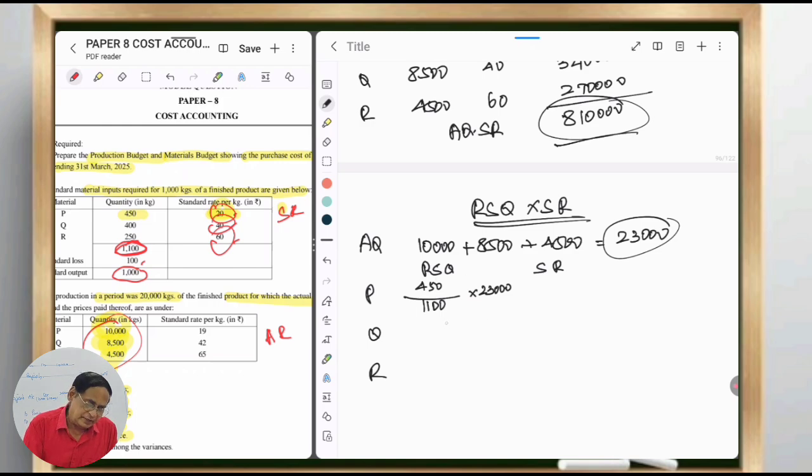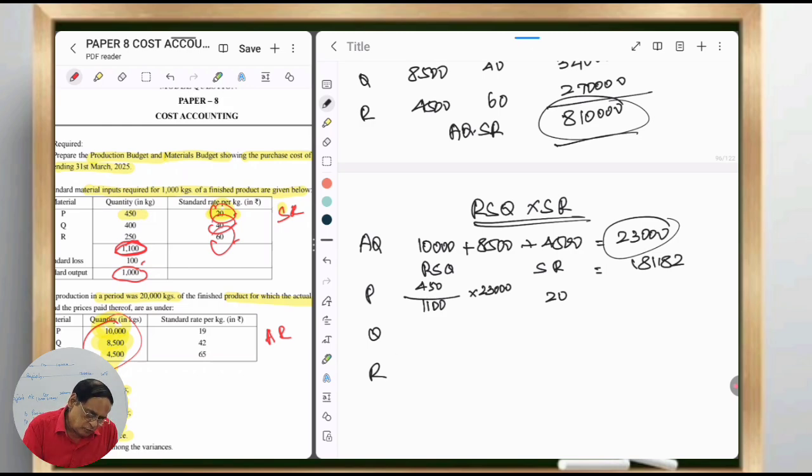It will be in a fraction, you keep it like that. And then what is the standard rate? Standard rate is 20 rupees. So 450 divided by 1100 into 23,000 into 20, that is 1,88,182.